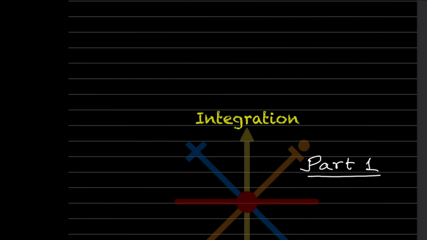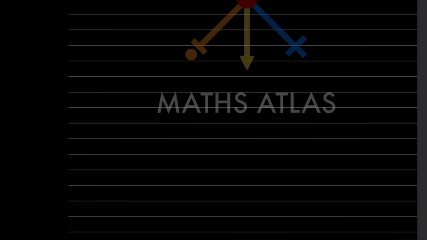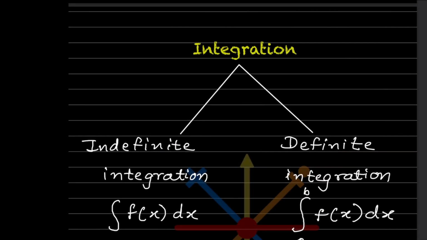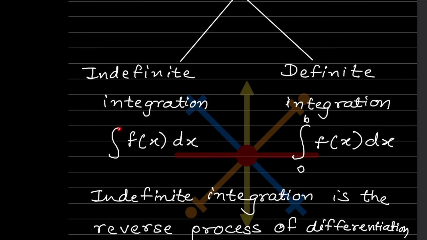So today let us see part one of a new topic, that is integration. First, let us see what is here. For integration, there are two parts: indefinite integration and definite integration. For indefinite integration, we write this sign, integral of f(x) dx, and for definite integration, integral from 0 to b of f(x) dx.